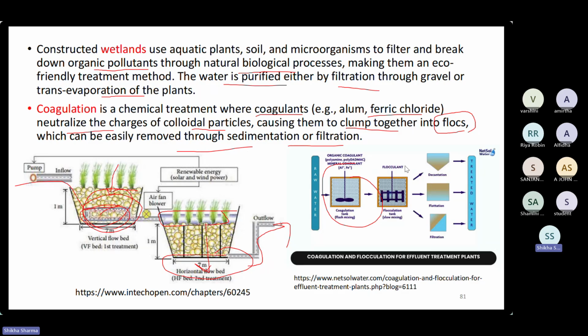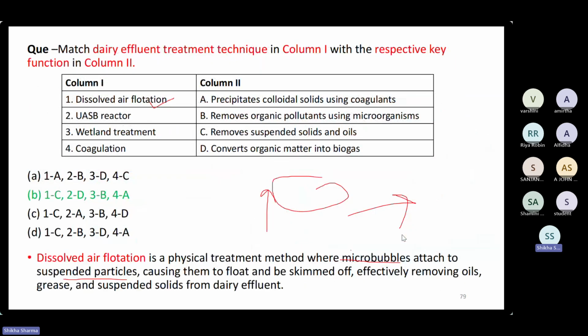So after that it will come into the flocculent tank. So they'll be forming these lumps, and they can be easily filtered or sedimented and separated easily. Like this, the filtration process can be done, or effluent treatment process can be done. So here dissolved air flotation is basically related to removal of the suspended solids and the oils.